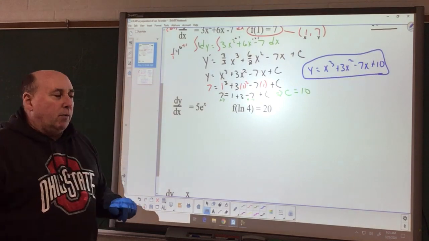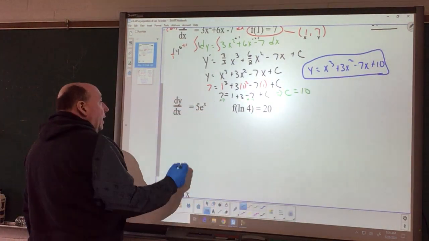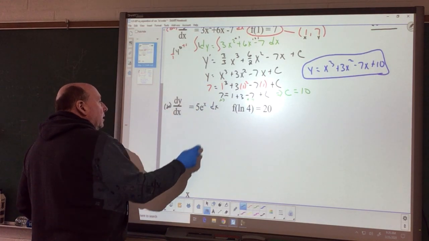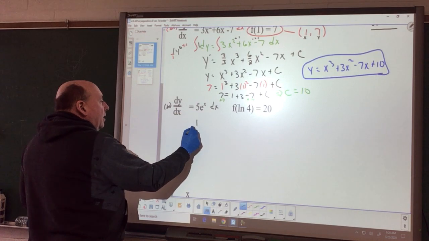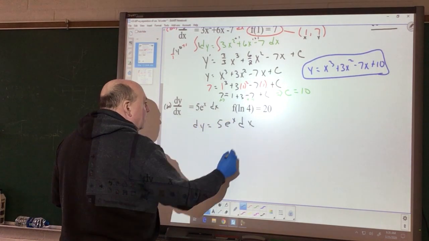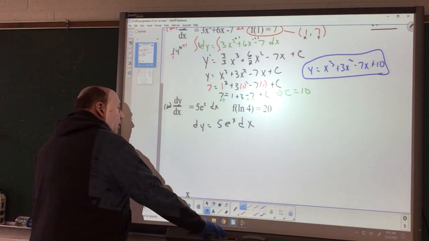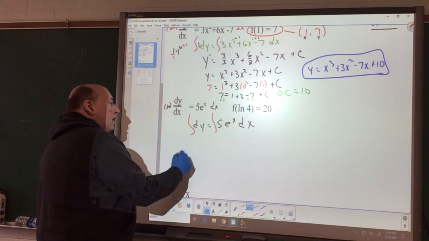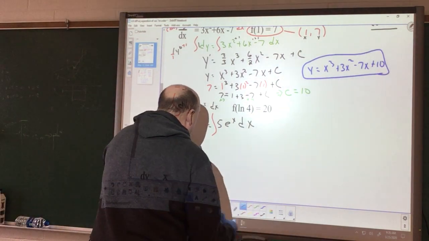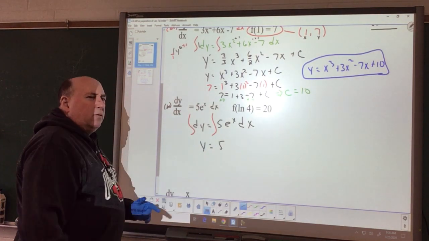Okay, take a look at another one. Let's separate our variables. Multiplying by dx, dy is equal to 5e to the x dx. Okay, separating our variables. Taking our antiderivative of both sides, we have y is equal to 5 times, well, the antiderivative of e to the x.